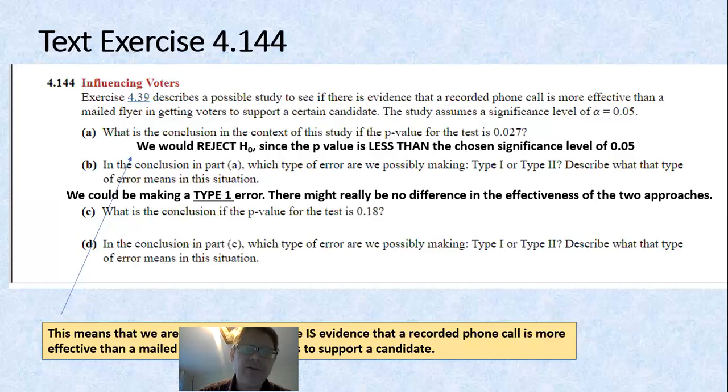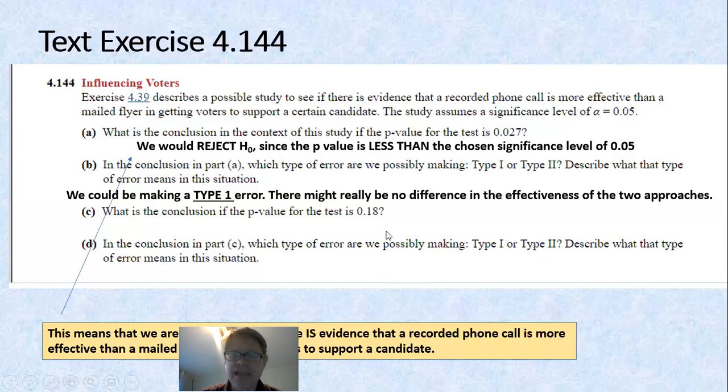Part C then asks, well, what would the conclusion be if the p-value for the test was 0.18? So they've changed the p-value here. We're no longer saying that it's 2.7%, we're now saying that it's 18%. How does that 18% compare now to our significance level of 5%, which is smaller, which is larger? The p-value is larger than the significance value here.